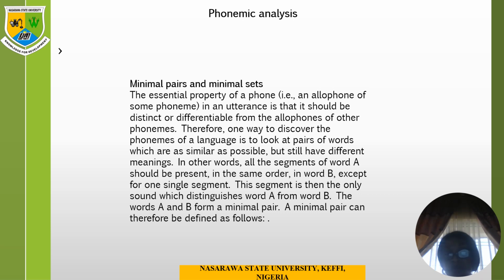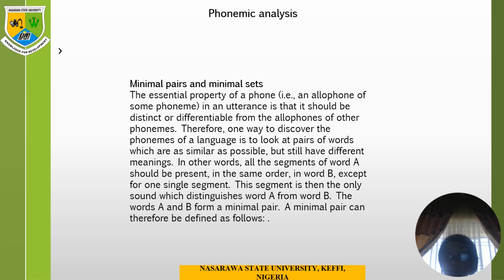Now we are into phonemic analysis. First of all, minimal pairs and minimal sets. The essential property of a phone that is an allophone of some phoneme in an utterance is that it should be distinct or differentiable from the allophones of other phonemes. Therefore, one way to discover the phonemes of a language is to look at pairs of words which are as similar as possible, but still have different meanings.